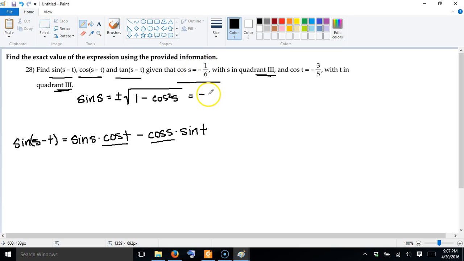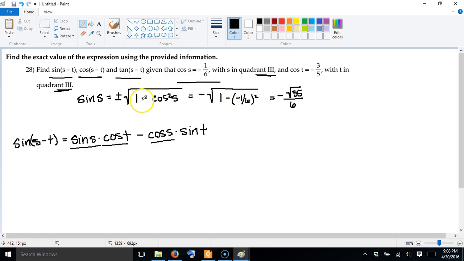And once we put the 1/6 in there, let's go ahead and do it. All of that is going to be equal to negative square root of 35 over 36, which is square root of 35 over 6. So that's our sine of s value right here. That's going to be plugged in right here.